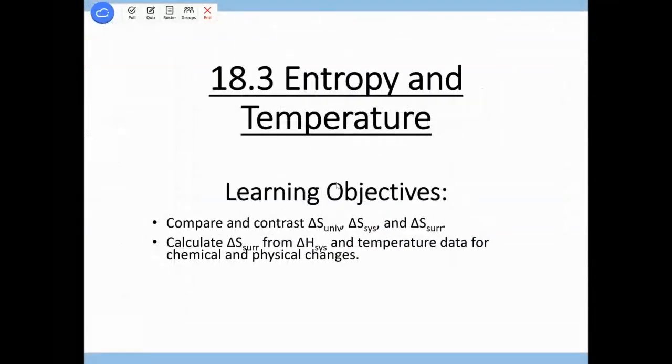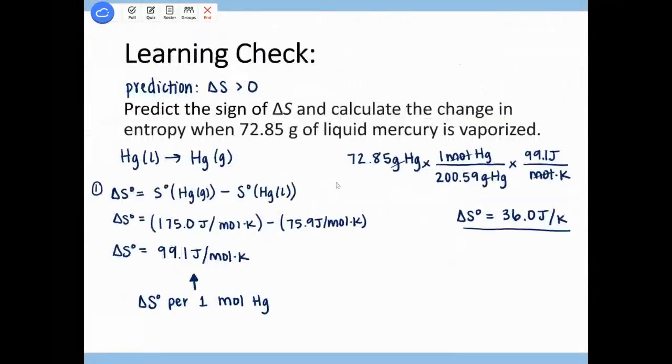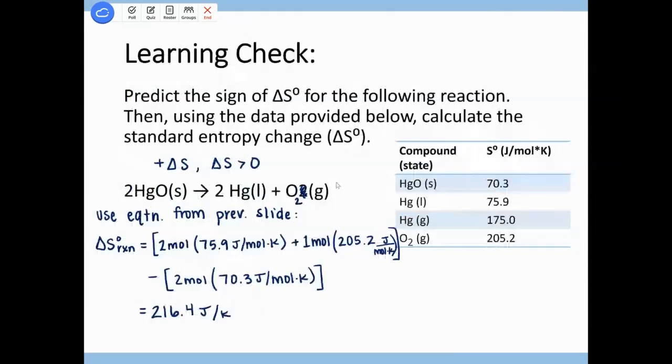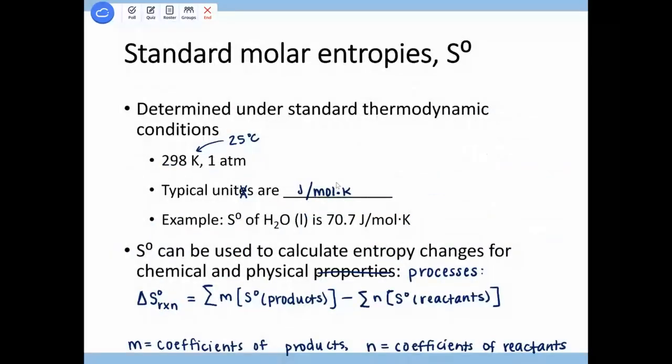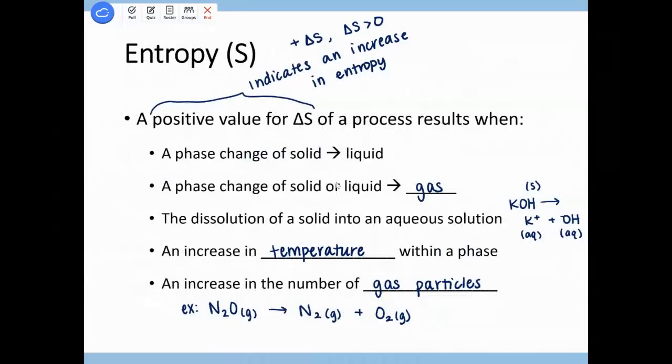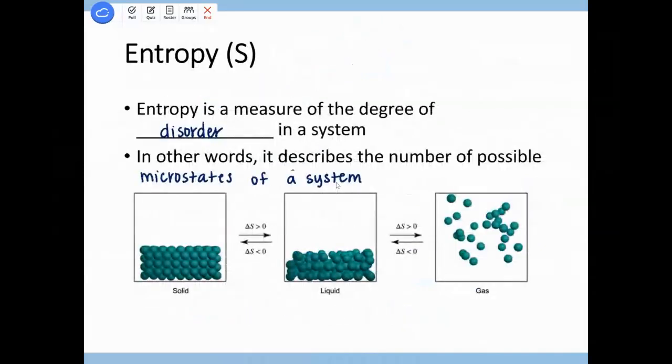So continuing with chapter 18, towards the end of class, we were learning about these standard molar entropies. Remember that entropy is a measurement of the number of possible microstates. That's the best definition for what entropy is. It's often described as a measurement of the degree of disorder. Those go hand in hand. If you're increasing disorder of a system, that means that system has a greater number of possible microstates.